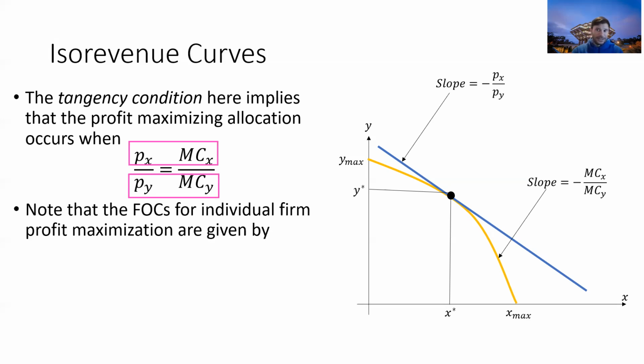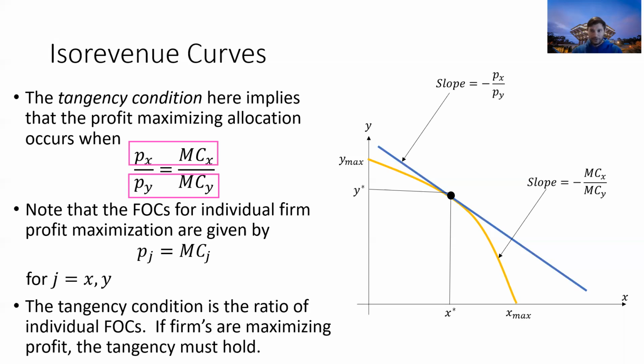Okay, so note the FOCs of the individual firms were given by price equals marginal cost. So if you took those two FOCs and divided them by each other, that's exactly the tangency condition that we are looking at here. Hey, the tangency condition is just the ratio of the individual firm's profit maximizing conditions. Okay, so if the firms are maxing profit and those FOCs hold, this will be the allocation that will be chosen.